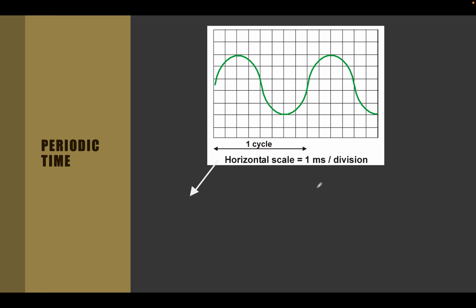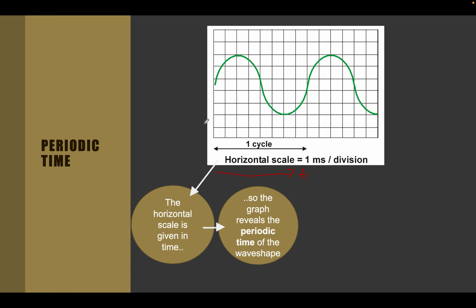And the periodic time. Okay, so we know the periodic time is the time it takes for one complete cycle. The horizontal scale is given in time. So this horizontal scale here, this is horizontal this way, isn't it? And this is given in time. So the graph reveals the periodic time of the wave shape.